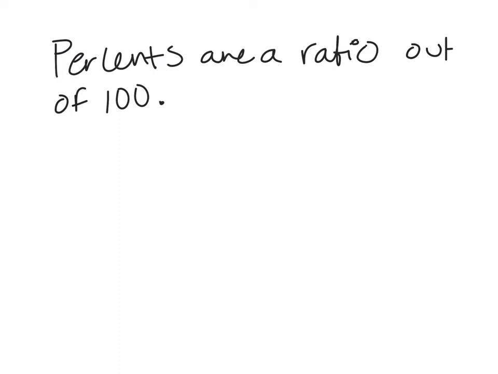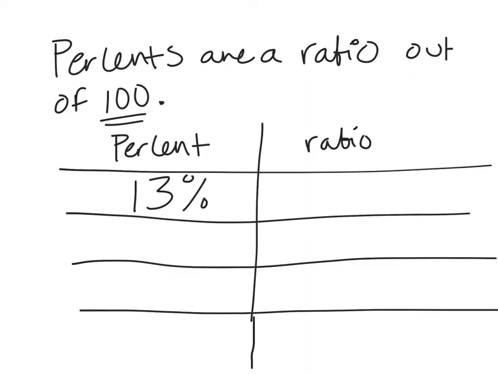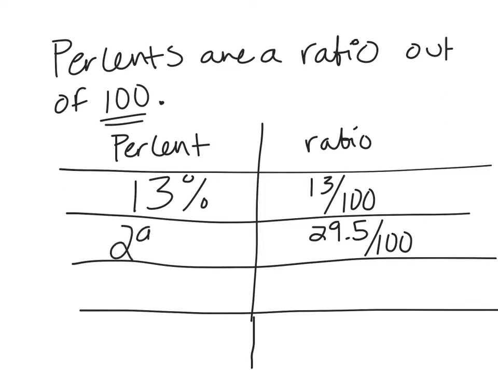So it's important to remember that percents are just a special type of ratio where the denominator is always fixed at 100. So let's go ahead and just convert some percents into ratios and back and forth. So if you had 13%, that would be the ratio or fraction 13 out of 100. And if you had the ratio 29.5 out of 100, that would be 29.5%.